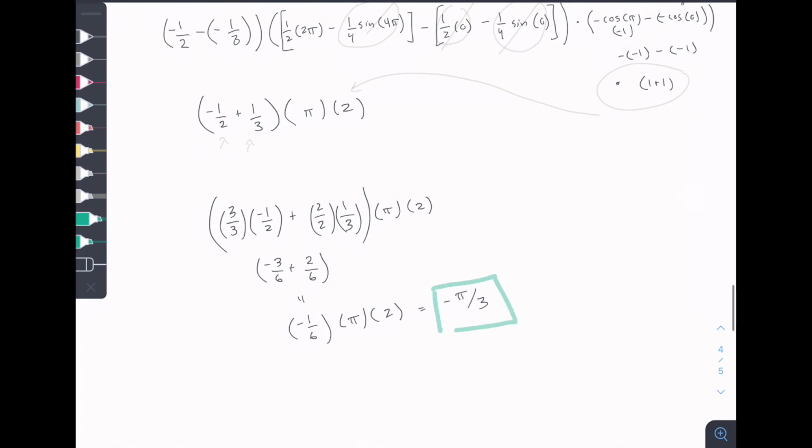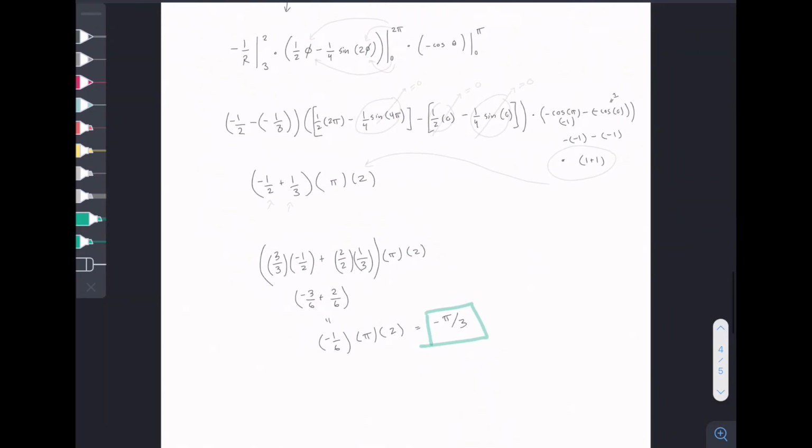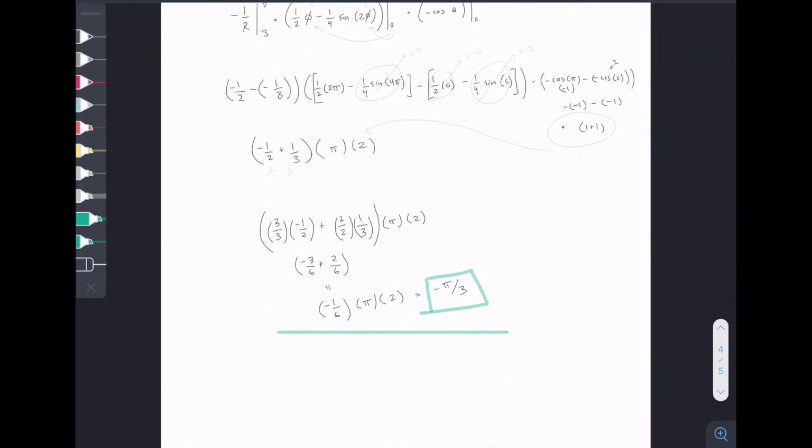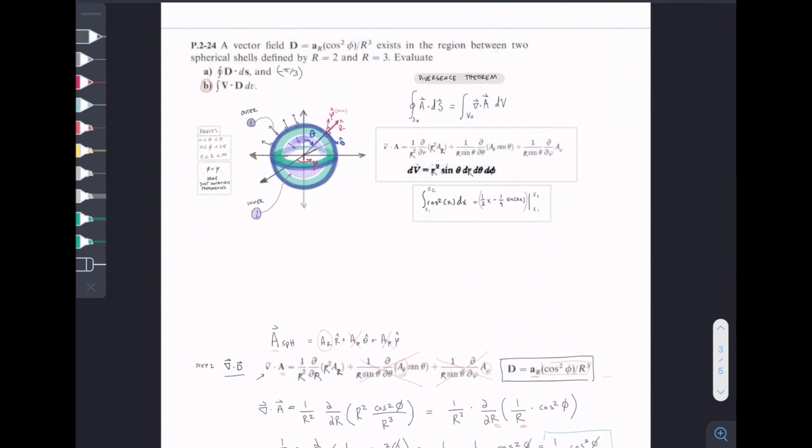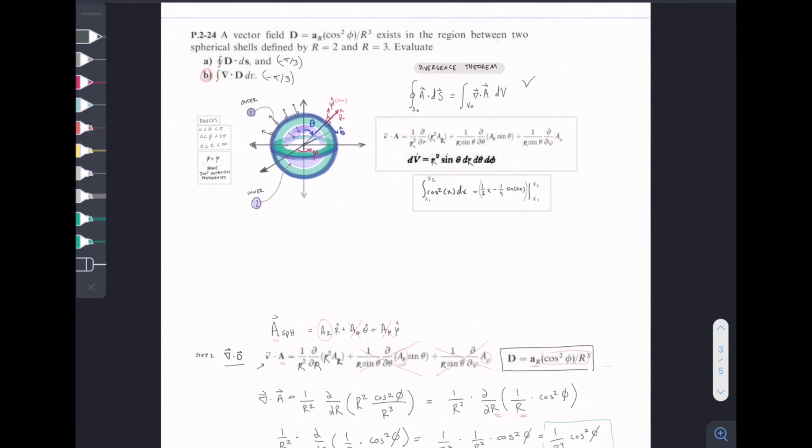So, all right, we found negative pi over 3 to be the answer for our right-hand side, and that was also the answer for our left-hand side. So in this problem, we also proved the divergence theorem for this sphere, in the course of answering A and B. So we found out that the flux through the surface is equal to the flux change in the volume.